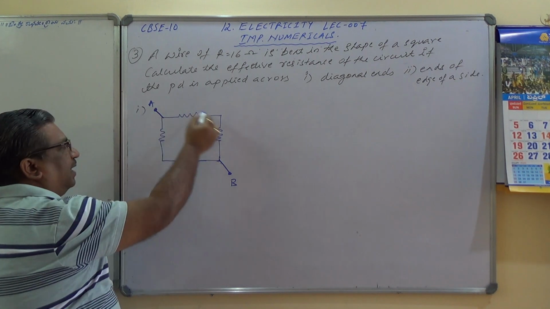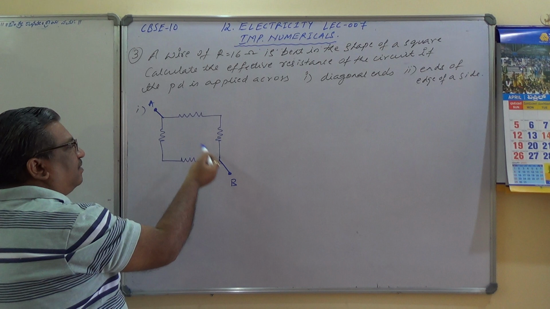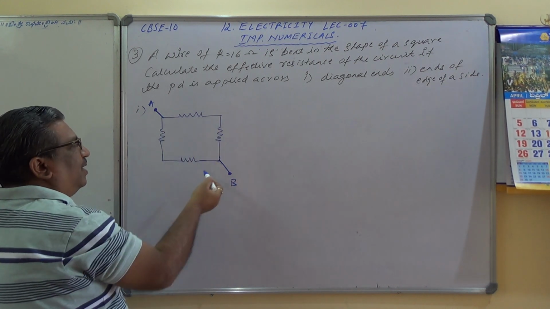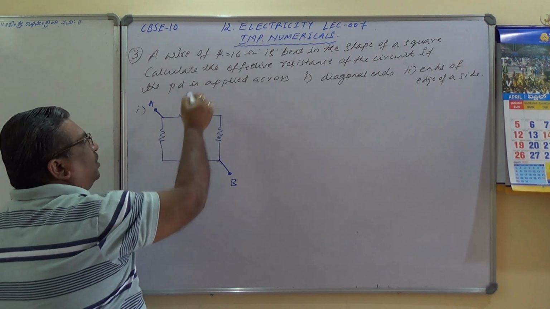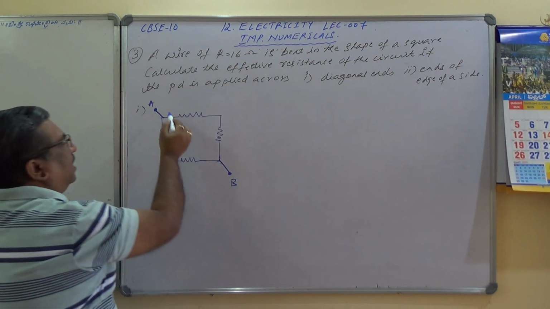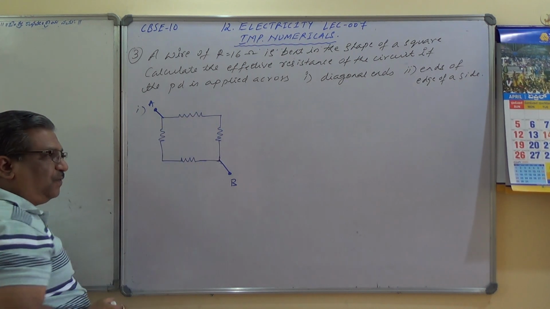Hence, the length is divided into 4 equal parts, isn't it? 4 sides of a square means 4 equal parts. So, the resistance of each segment will be 1/4 of 16, which is 4 ohms. So total length of the wire has resistance 16 ohms. Each segment is 4 ohms, 4 ohms, 4 ohms and 4 ohms.